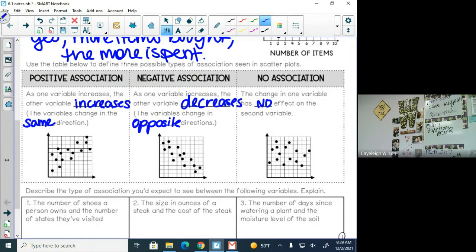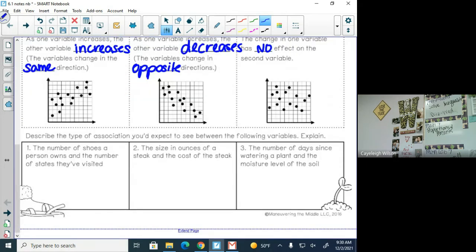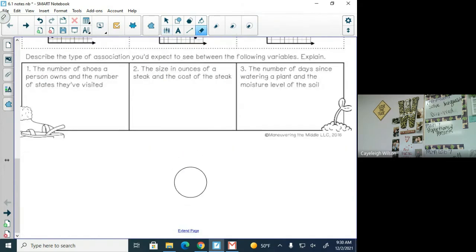Okay, so down here, just like what we were saying out loud, they're going to give you an example and they want you to say, does this have a positive association, a negative, or no association? So don't yell it out if you already know in your head. Just let everybody think about it. It says, describe the type of association you'd expect to see between the following variables and explain. Number one, the number of shoes a person owns and the number of states they visited. Think about if you think that would be a positive, negative, or no association.